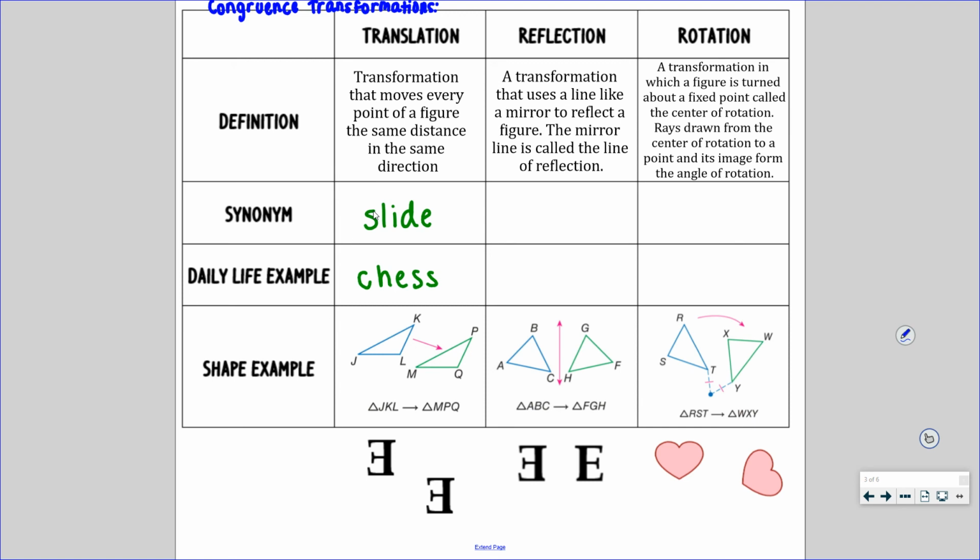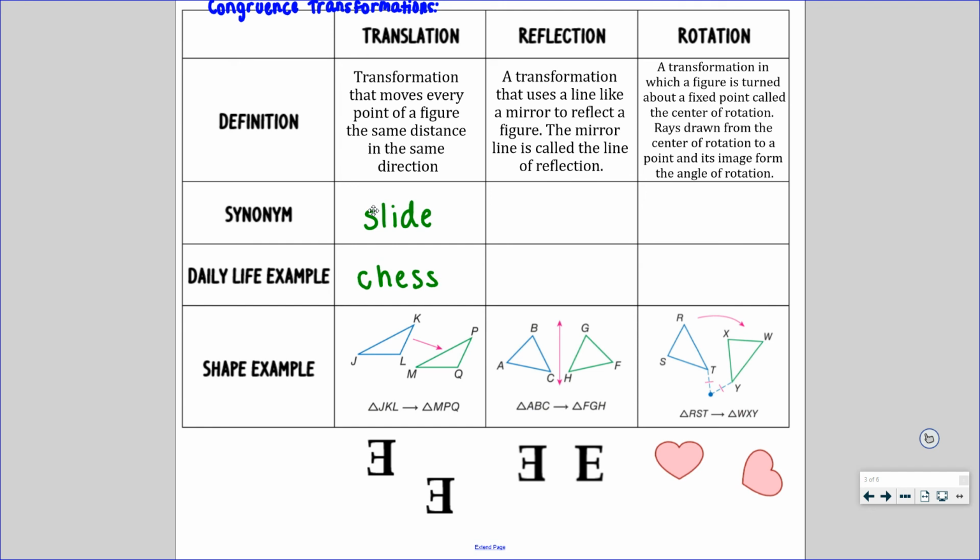Okay, the next one is a reflection. This is a transformation that uses a line to reflect the figure and mirror image it, and it's called the line of reflection. You probably did these in elementary school where you took a piece of paper, put some paint on it, then folded it and opened it up. It's the same shape on both sides, right? You remember doing that? Yes. Gwen, you're the only one who has long-term memory. I know this about you.